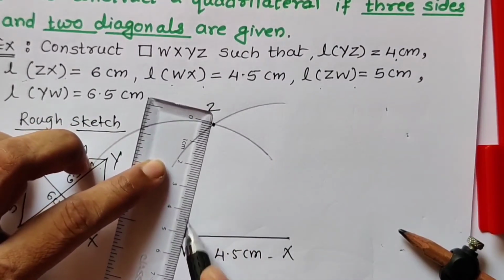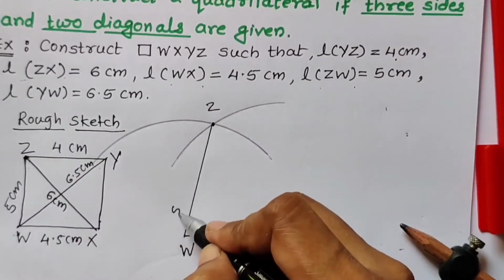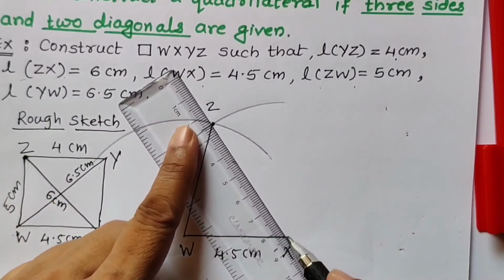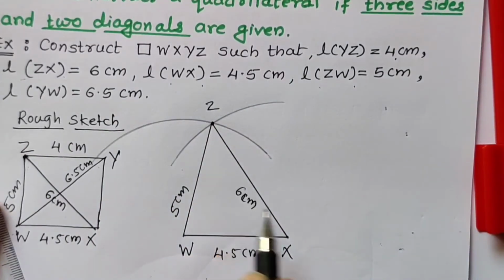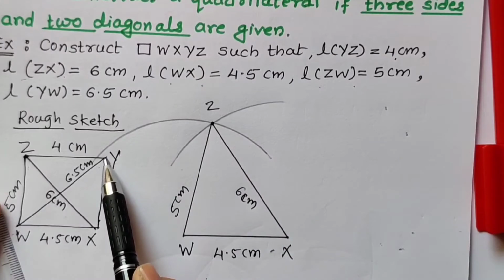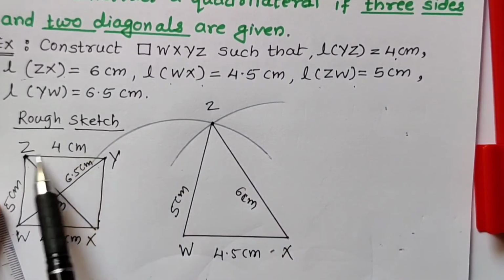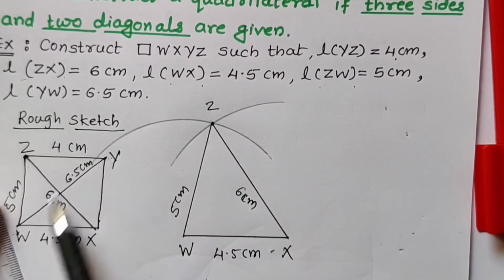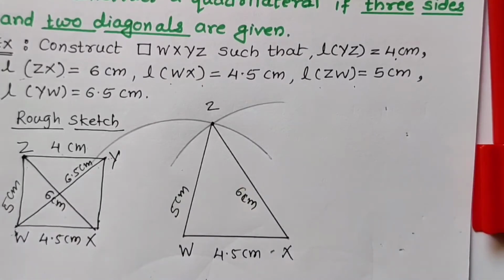Now you can draw the segments. WZ is 5 centimeter, XZ it is a diagonal which is 6 centimeter. Okay, now we have to fix the position of point Y. We have to fix this point Y. So point Y is at 4 centimeter from Z and from W it is at 6.5. So from W we will draw an arc at 6.5 and from Z we will draw an arc at 4 centimeter. So let us draw.